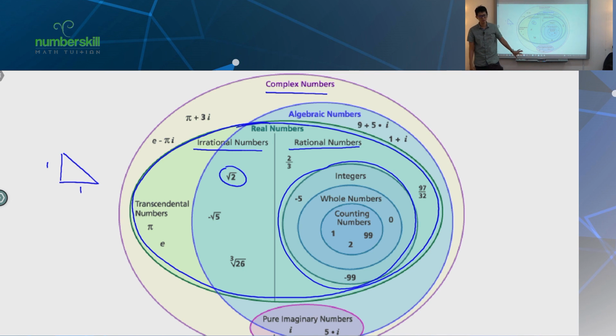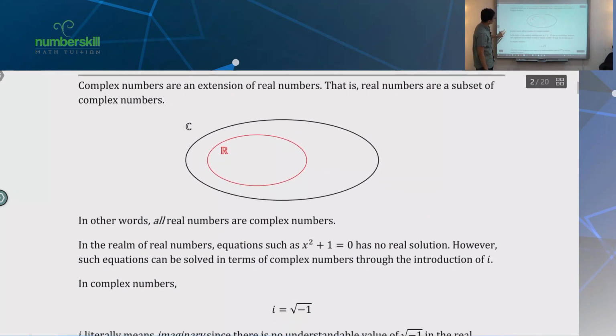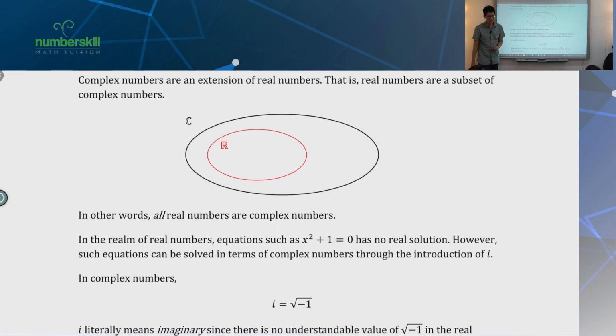So far so good? What is more important is literally just the simplified diagram: our real numbers are a subset of complex numbers. In other words, every single real number is a type of complex number. You can understand it as a female being a subset of a human. Every female is a human. That kind of feel. So every real number is a kind of complex number.